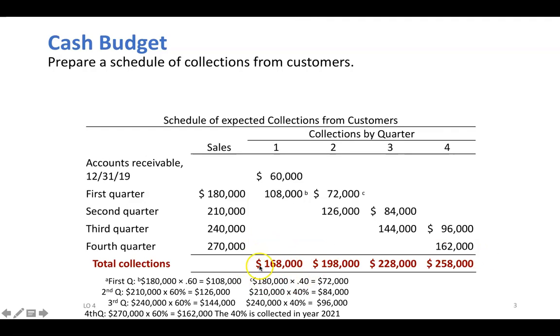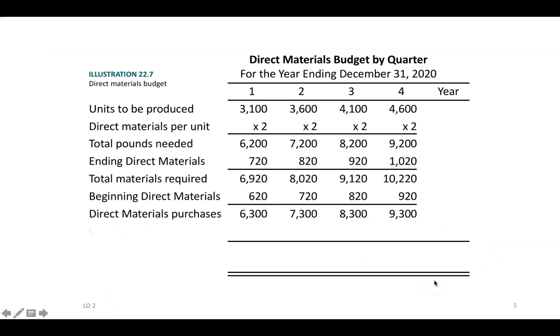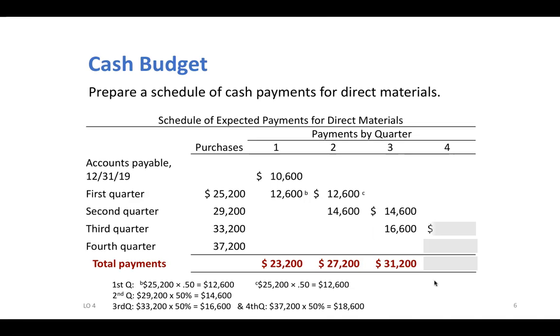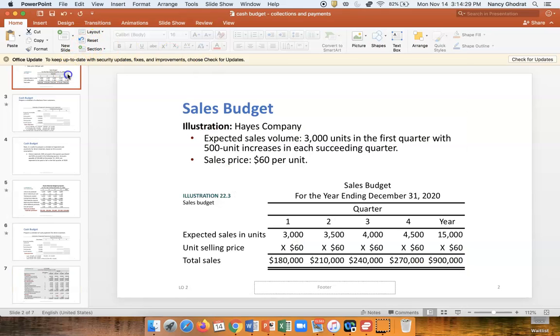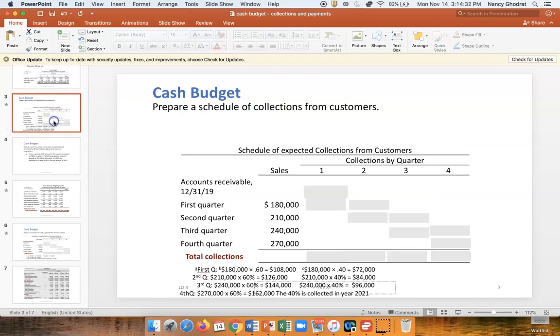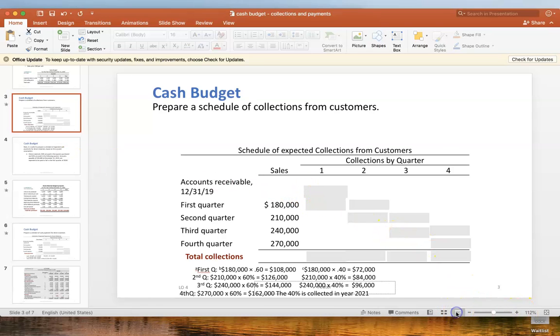These numbers, the bottom dollar numbers, 168, 198, 228, and 258 will go into the cash budget as the line for collection. So collection from customers, 168,000, 198,000, 228,000, 258,000 are coming from the schedule of collection that I just showed you from this slide.